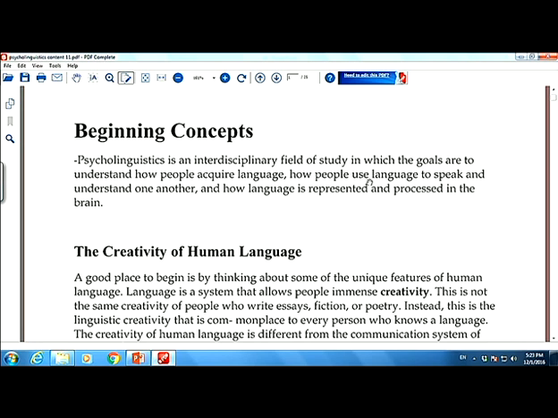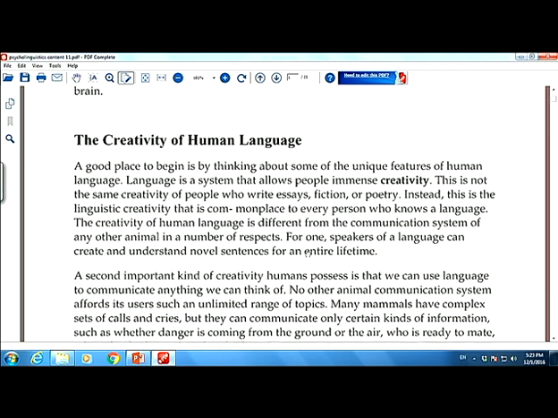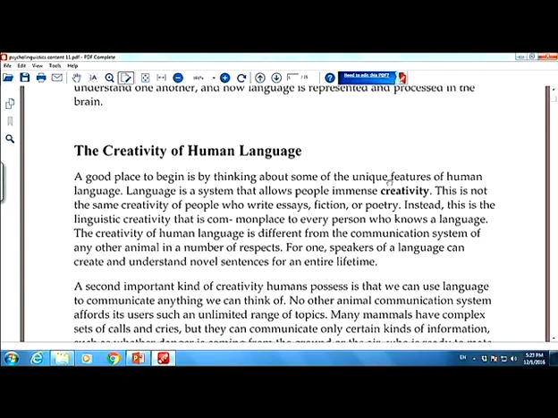The creativity of human language. Yeah, so any part that is written in bold is really important. Anything that has something in bold, like this one here, is important. So we need to focus on that as well. We need to focus on this part.